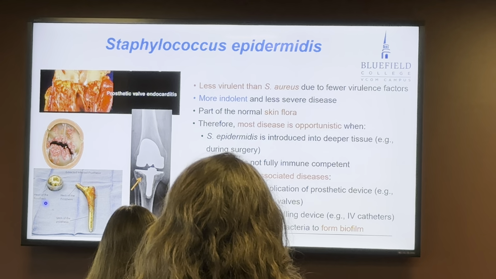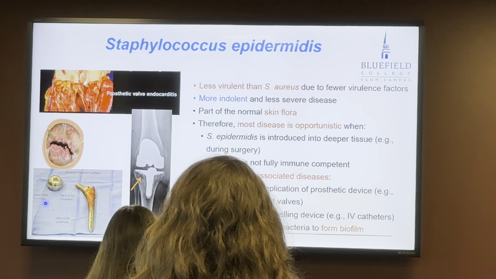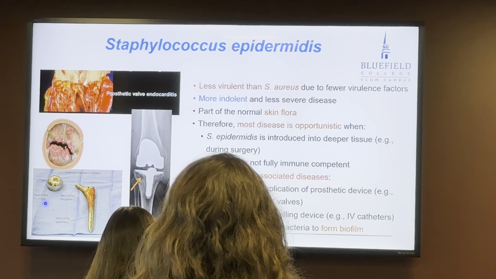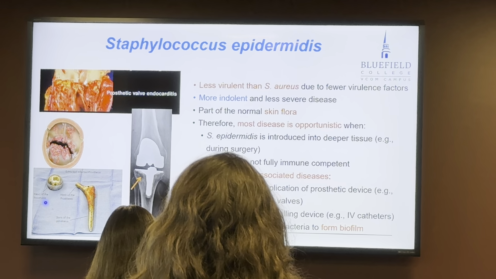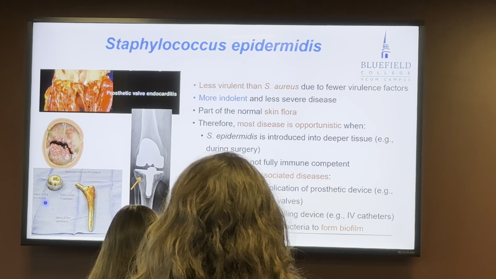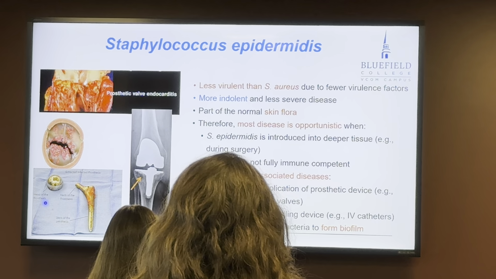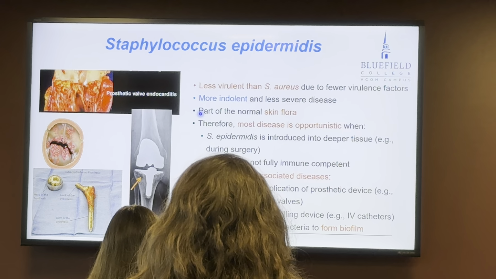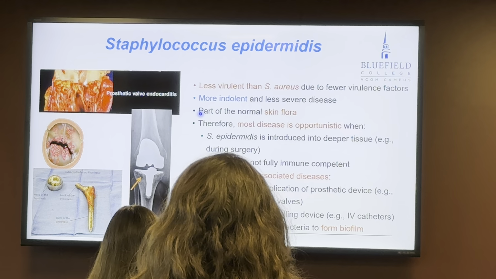All right, ready to move on real quickly to Staph epi. So, much less virulent than Staph aureus. That's why it can be part of our microbiome on the skin. Why is it less virulent? Because it has a lot fewer virulence factors. It causes less severe disease when it does get into the body. Less severe disease, more indolent.